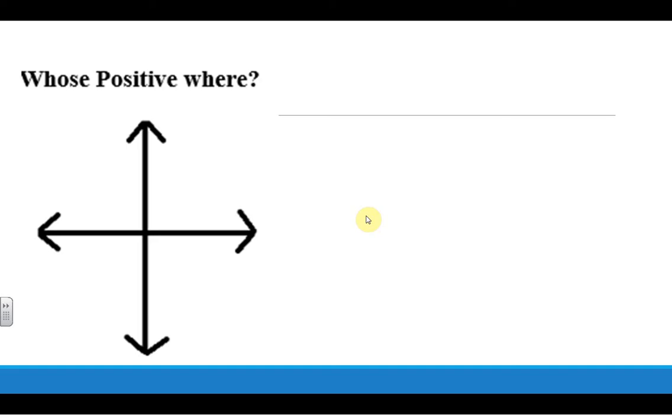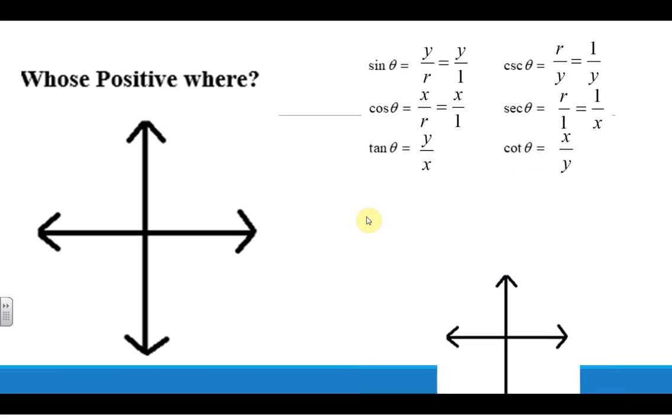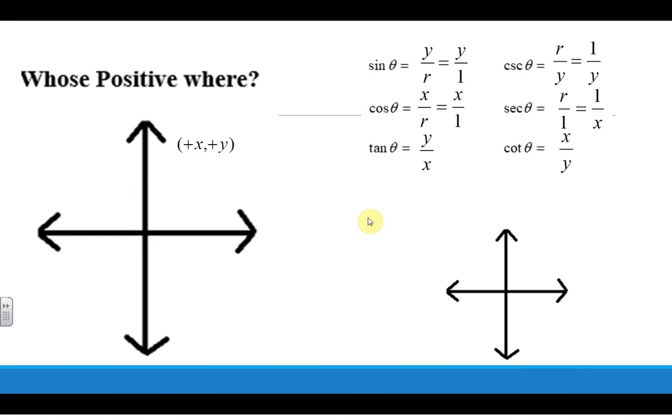Let's talk about who's positive where. Well, in the first quadrant, everything's positive. So that would mean that sine, cosine, tangent, everything, because you have positive X and positive Y. It's a party in the first quadrant. Now, in the second quadrant, you have to go left and up to get there. So you're going negative and positive. And then third quadrant, both X and Y are negative, because you go left and down. And fourth quadrant, X is positive, Y is negative.